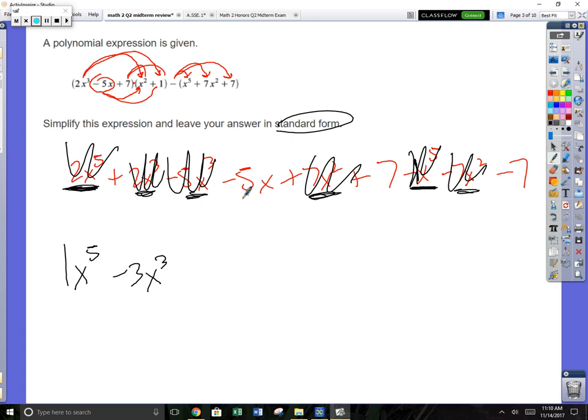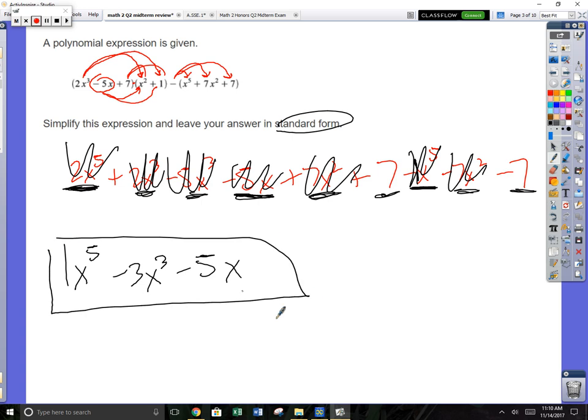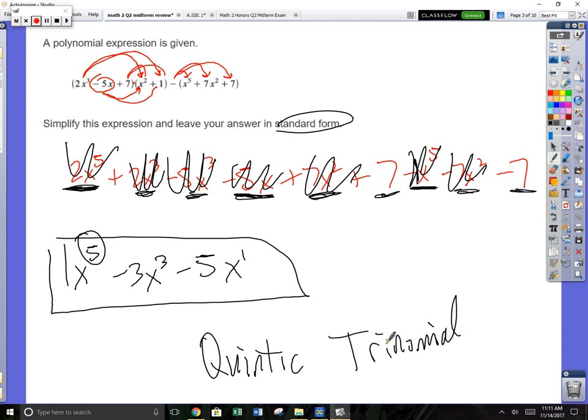Now let's do your powers of 1, and that is the only guy. Minus 5x, he's done. There's no like terms. And these two are like terms. 7 take away 7, that is 0. So that's actually your answer. And if you have to name it, this polynomial ended up with 3 terms, so it is a trinomial. And the biggest exponent, that's a 1, that's a 3, that's a 5, degree 5, or quintic. Quintic is the same thing as degree 5, so it's a degree 5 trinomial.